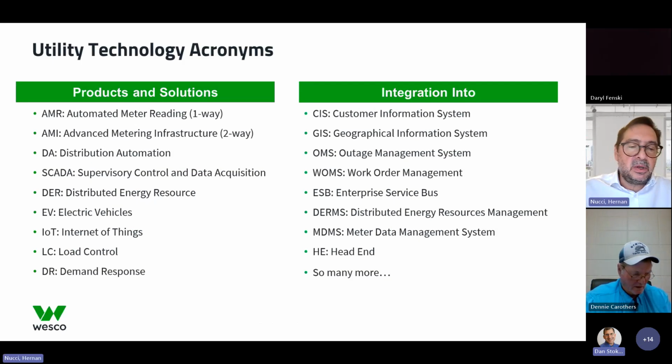Acronyms, tons of acronyms. We're going to use these acronyms along the presentation. If you have doubts about one, you can ask, but the typical acronyms you'll find are here.